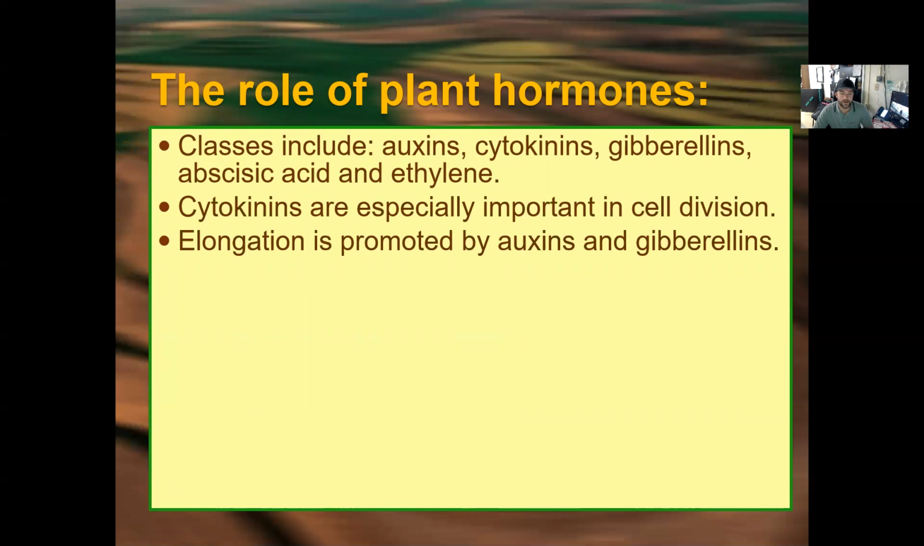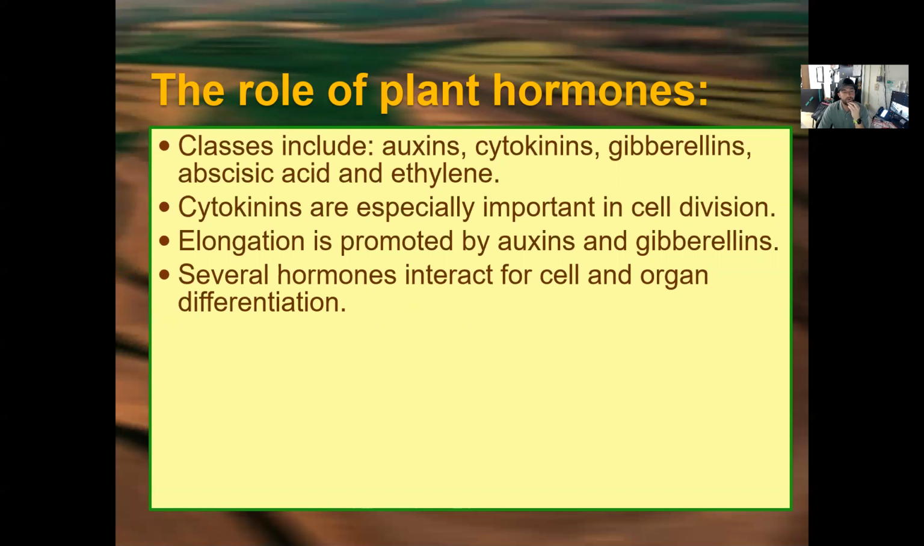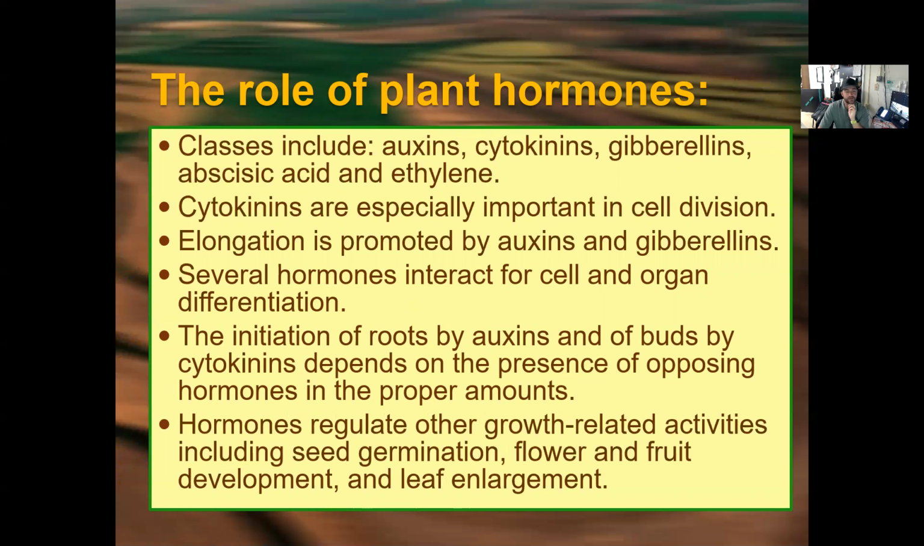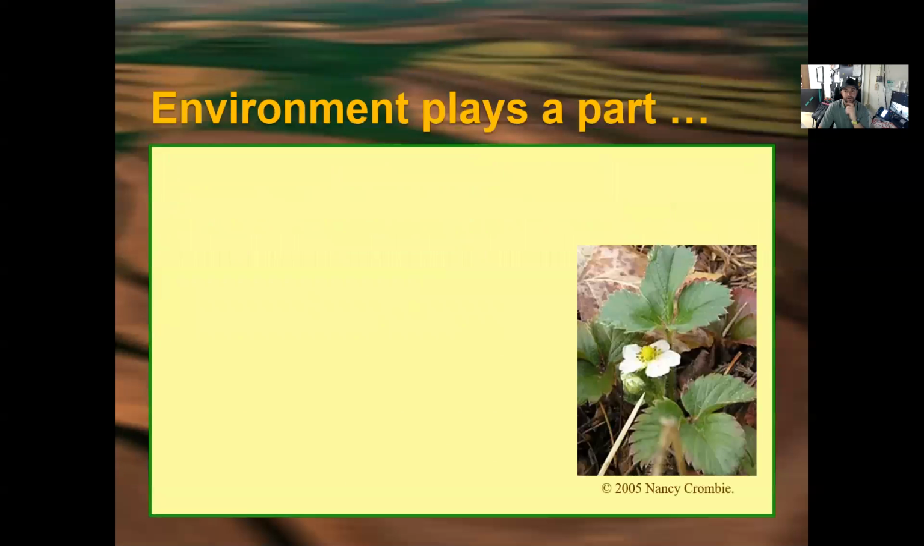Elongation is promoted by auxins and gibberellins. Several hormones interact for cell and organ differentiation. The initiation of roots by auxins and buds by cytokinins depends on the presence of opposing hormones in the proper amounts, and hormones regulate other growth-related activities, including seed germination, flower and fruit development, and leaf enlargement.